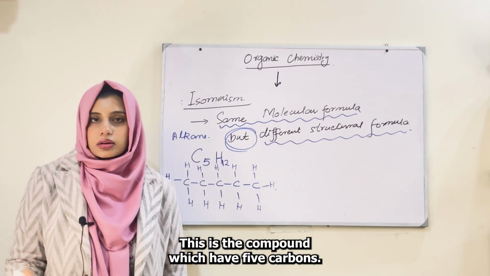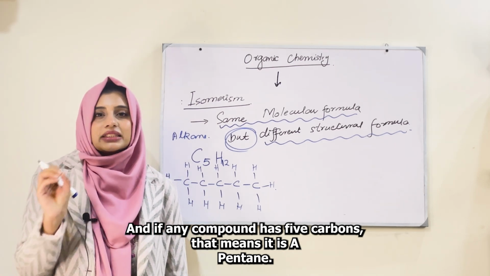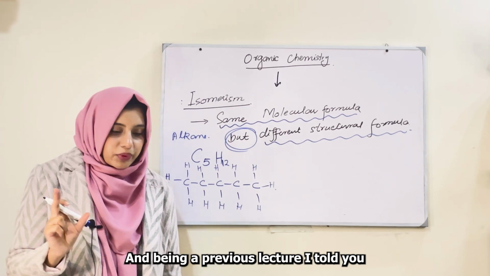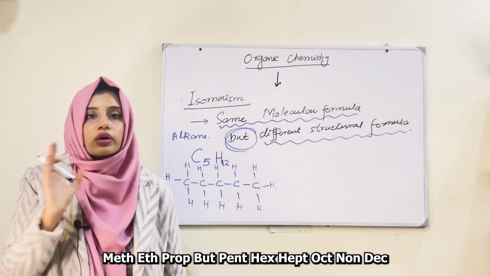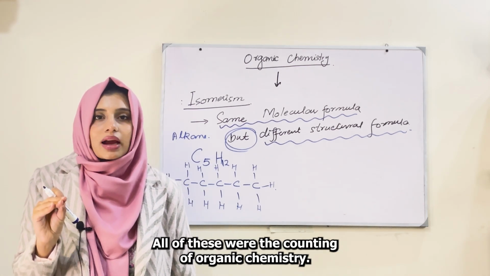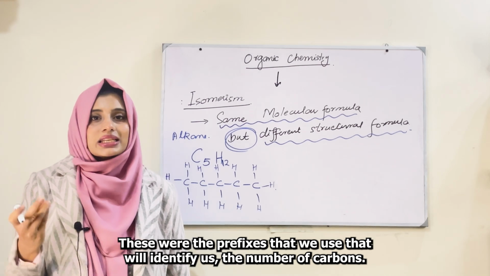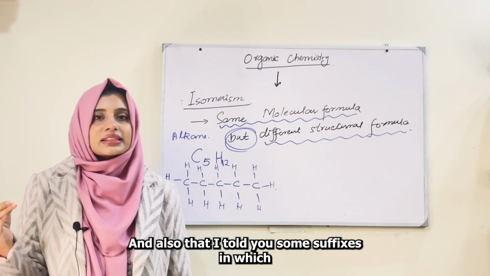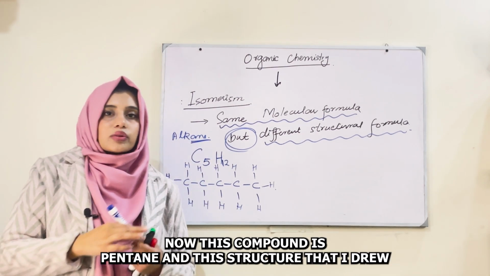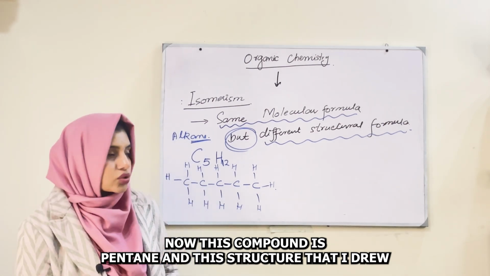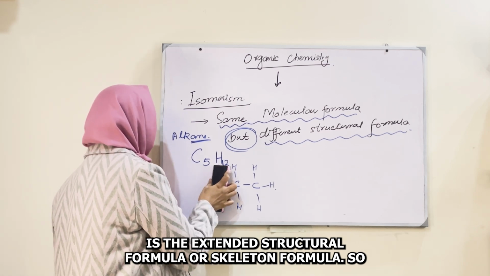This is the compound which has 5 carbons, and if any compound has 5 carbons, that means it is a pentane. In the previous lecture I told you meth, eth, prop, but, pent, hex, hept, oct, non and dec. All of these were the counting of organic chemistry. These were the prefixes that we use to identify the number of carbons, and after that I told you some suffixes, in which this one has ane, that means it is an alkane. Now this compound is pentane, and this structure that I drew is the expanded structural formula or skeleton formula.